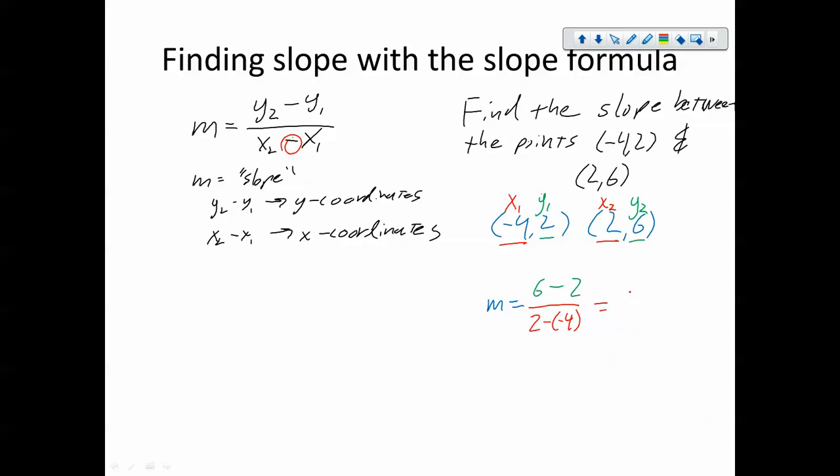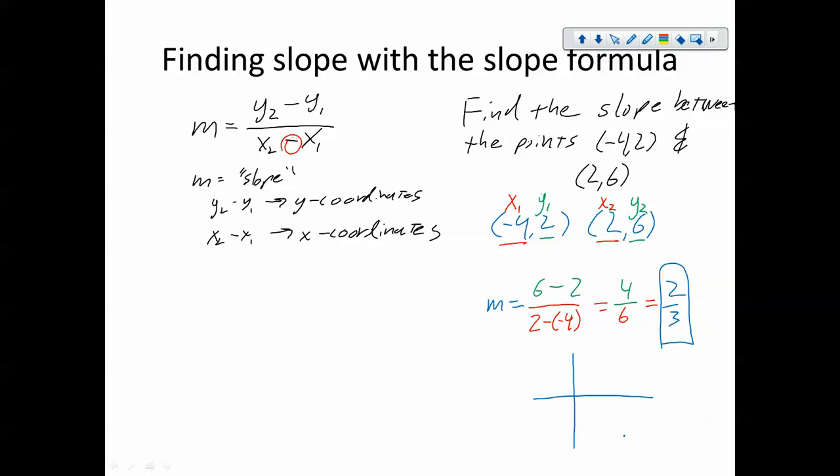And then we just do the math here, right? 6 minus 2 is 4, over 2 minus negative 4, which is positive 6. And then we can reduce that because they're both divisible by 2, so that's 2/3. And so that's my slope, 2/3, right?